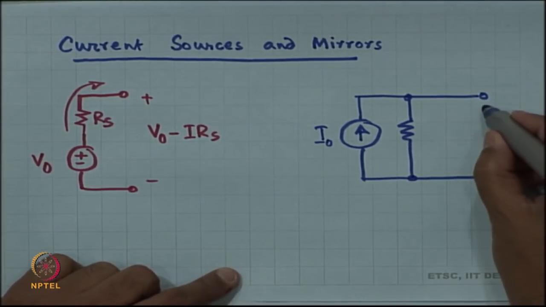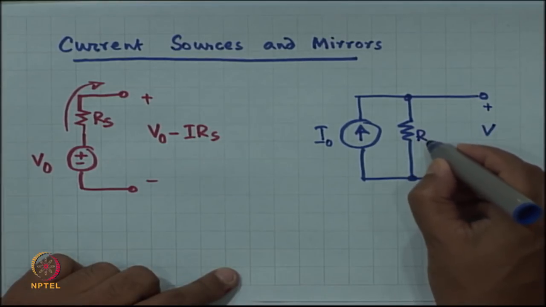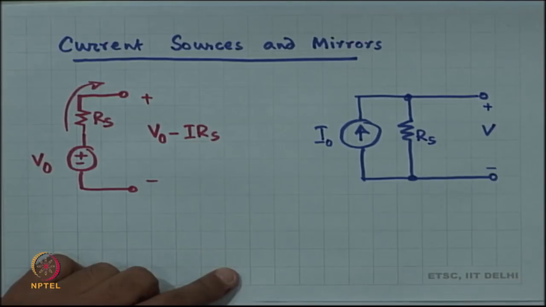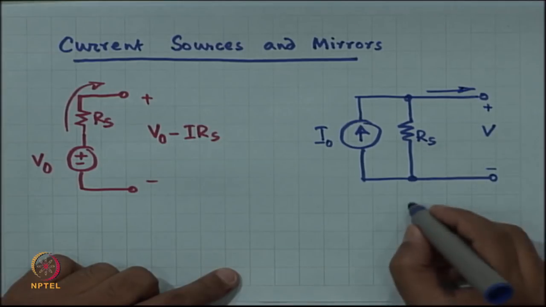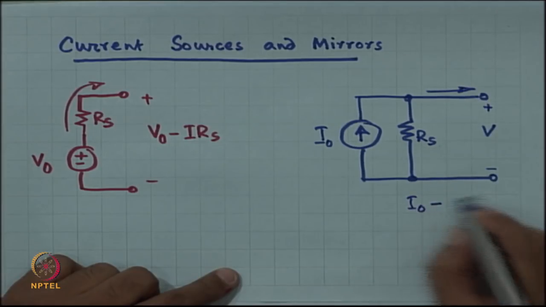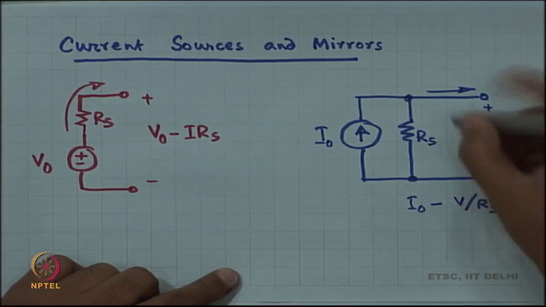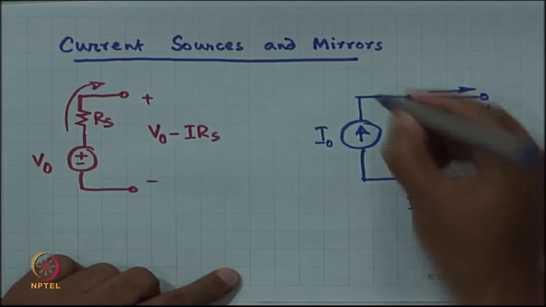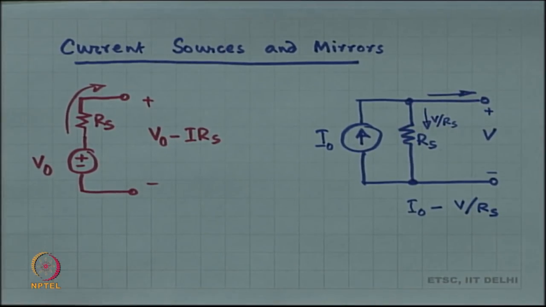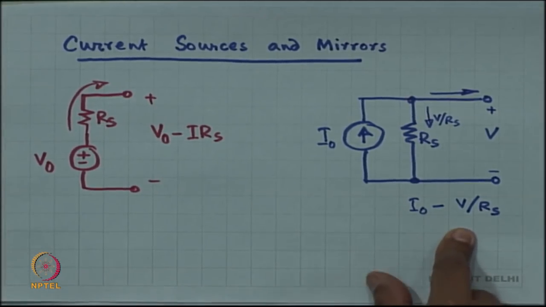Okay. So, for example, if this voltage is V, then the current going out is I naught minus V by R s. This current is V by R s. Okay. So, the model is very similar.